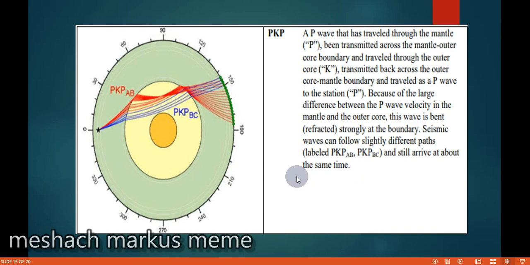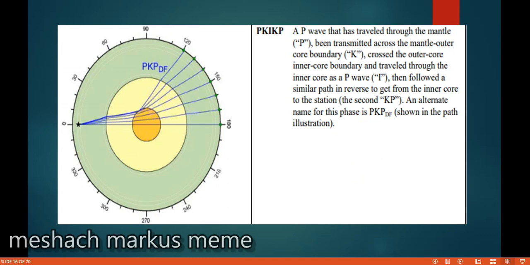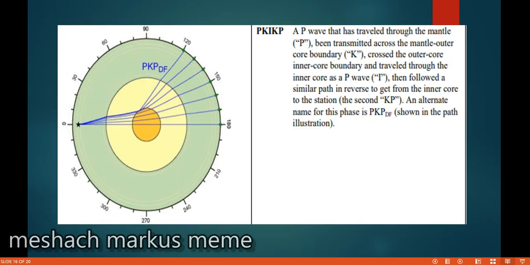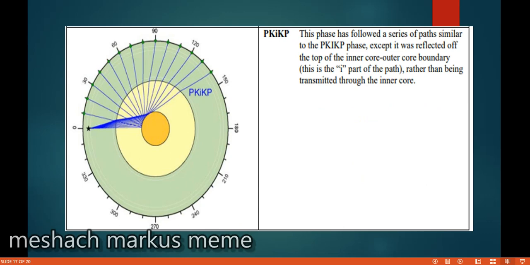So most times we consider the arrival time, but in this case they can travel on several paths and still arrive at the same time. We also have the PKiKP phase that follows a series of paths similar to the PKIKP phase, except it was reflected off the inner core-outer core boundary, that is the i part of the path, rather than being transmitted through the inner core.